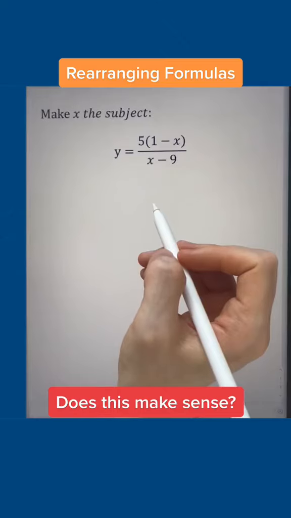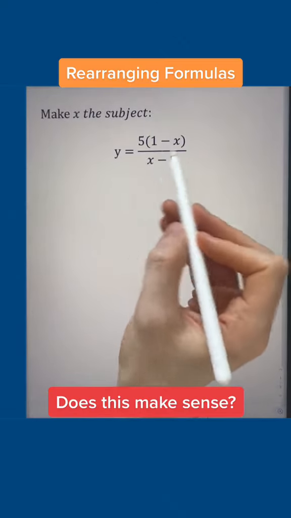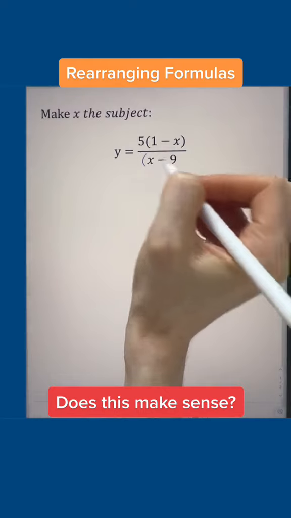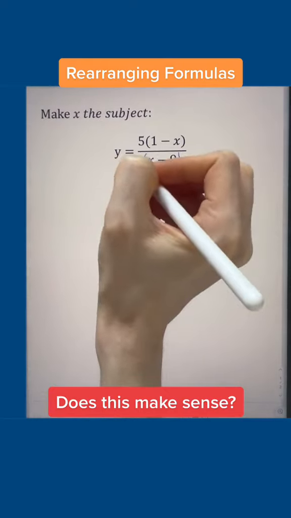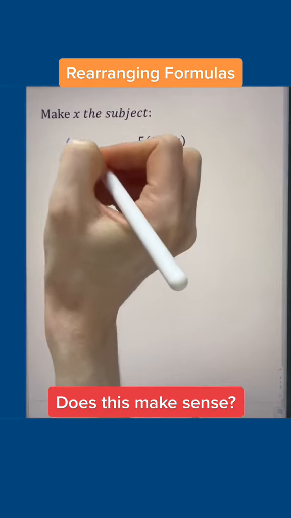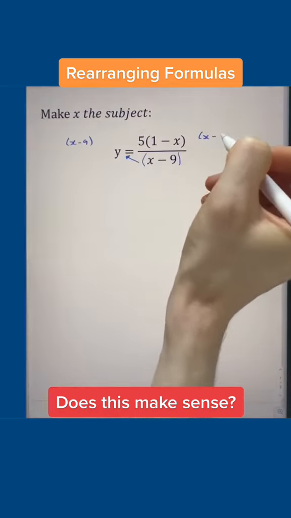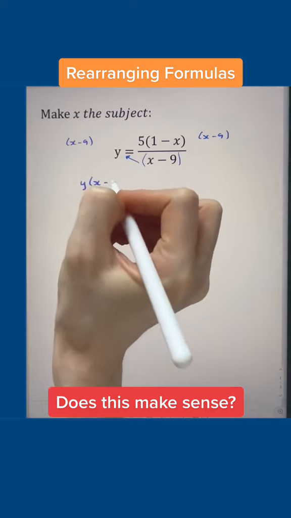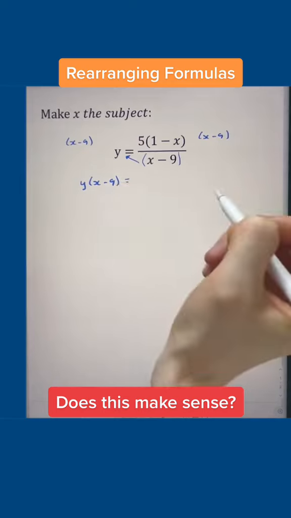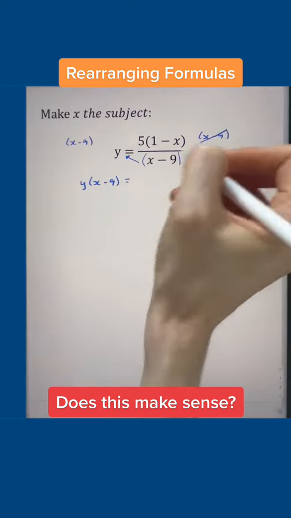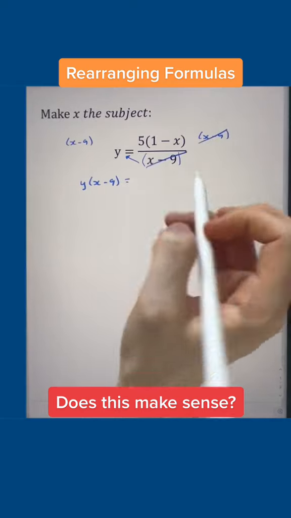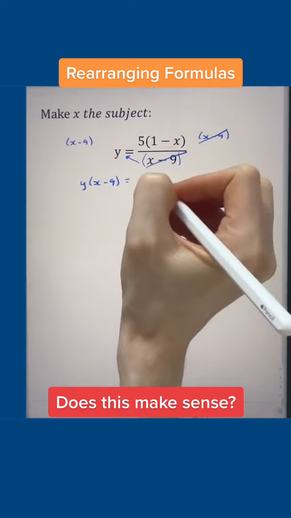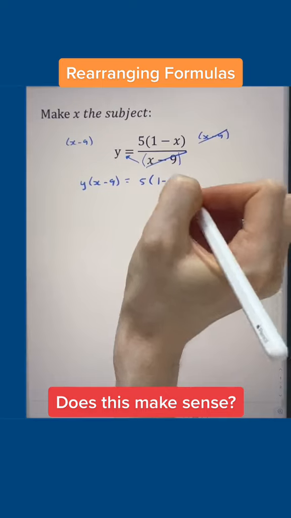Here we are asked to make x the subject. The opposite of divided by x minus 9 is to multiply both sides of our equation up by x minus 9. Therefore, on the left-hand side, I'm going to have y multiplied by, in single brackets, x minus 9. And on the right-hand side, I know that multiplying and dividing by x minus 9 are inverses. Therefore, I'm just going to be left with the numerator, which is 5, and in brackets 1 minus x.